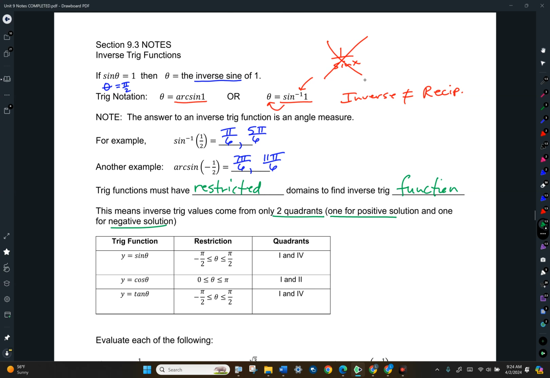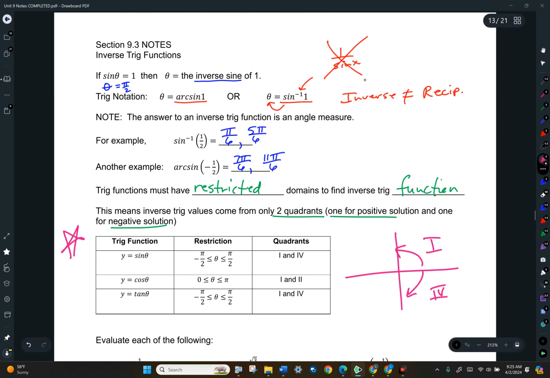And so this is the way all textbooks will define inverse trig functions. So when you're thinking about the sine function, we're going to restrict it to be from negative pi over 2 to positive pi over 2. So hopefully, if you think about it, negative pi over 2 would mean you're talking about the fourth quadrant. Positive pi over 2 would mean you're talking about the first quadrant. For cosine, notice it's only from 0 to pi. So hopefully that makes sense. We're only looking at the first and second quadrant. And then for tangent, the same as sine, you're going the fourth quadrant and then the first quadrant.